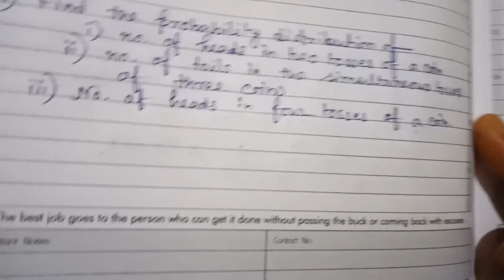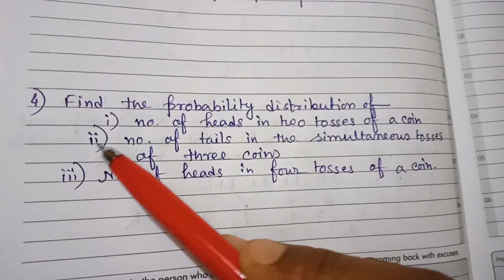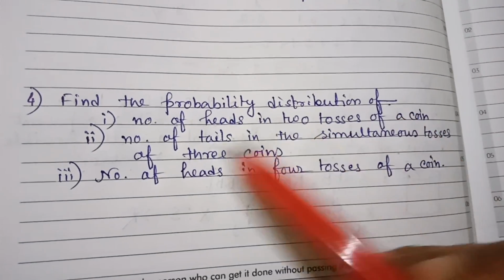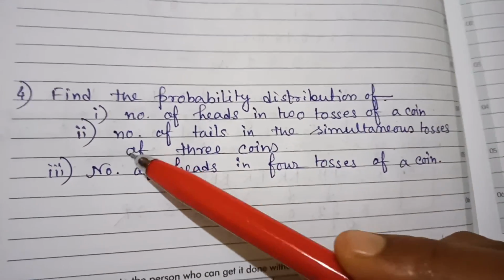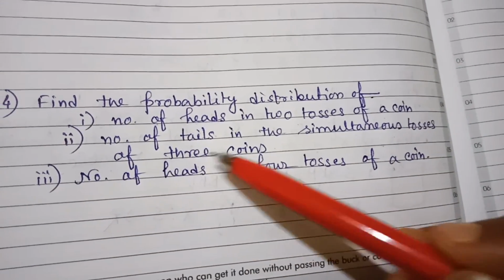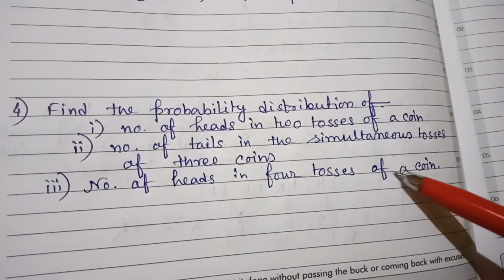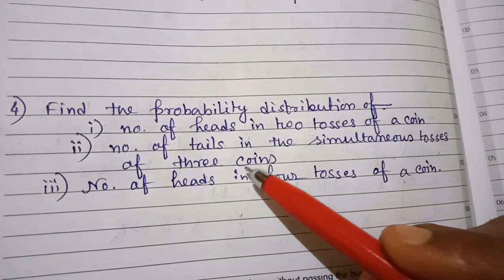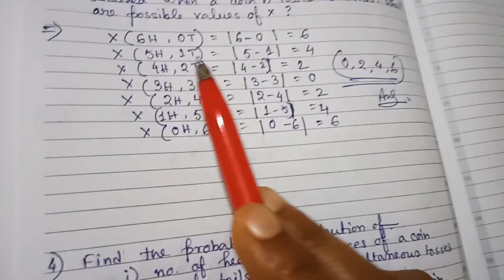Coming to question number 4. Find the probability distribution of number of heads in 2 tosses of a coin, number of tails in the simultaneous tosses of 3 coins, number of heads in 4 tosses of a coin. Without writing the sample space, here also we can find out in the same way like this.